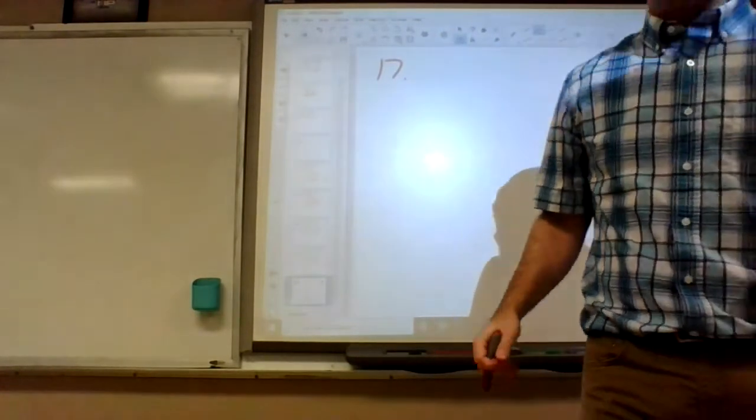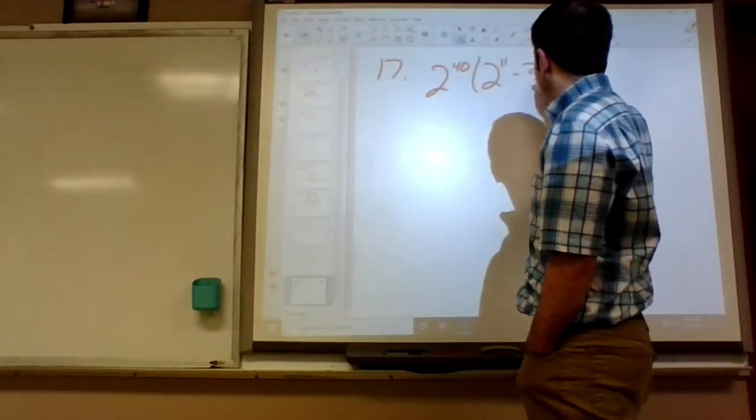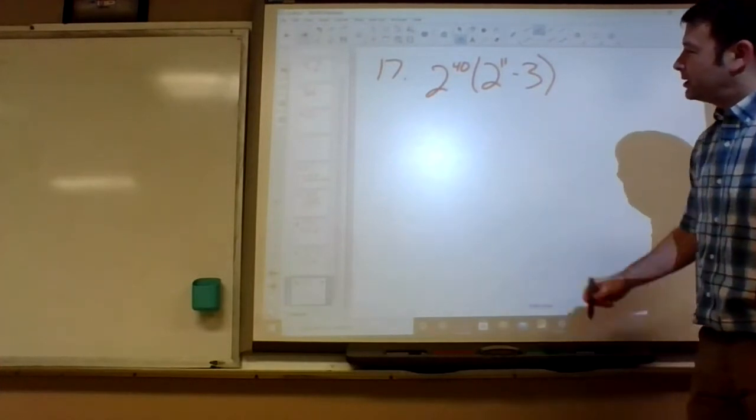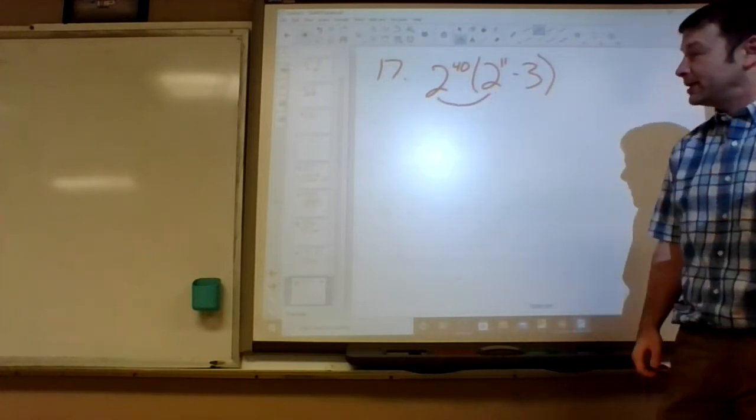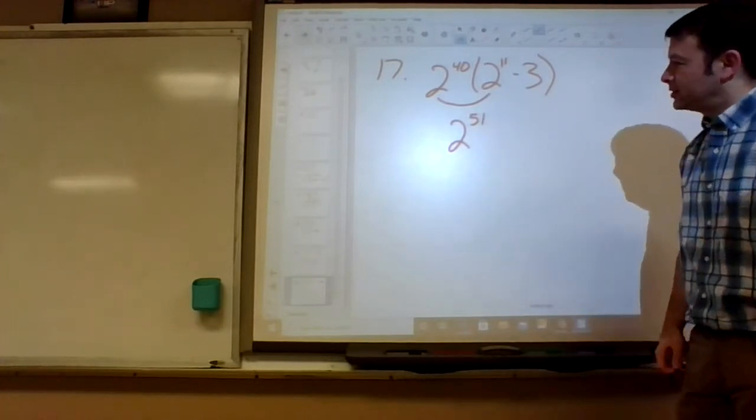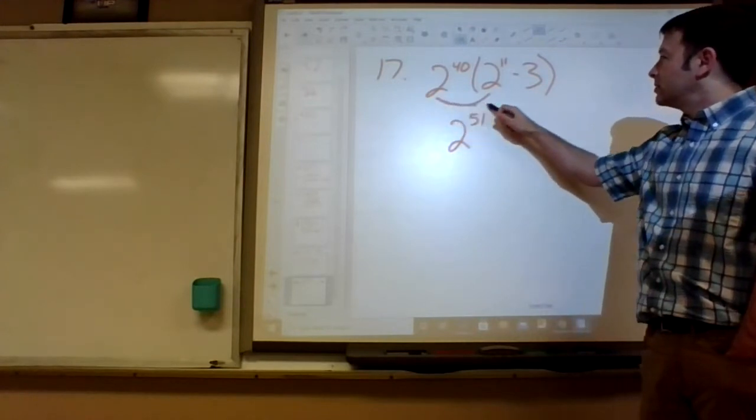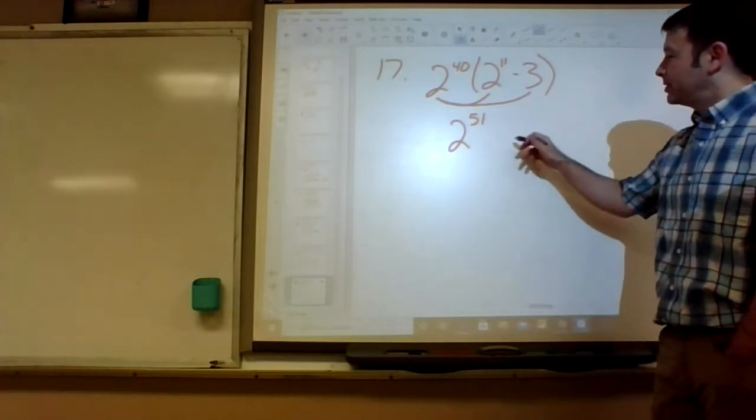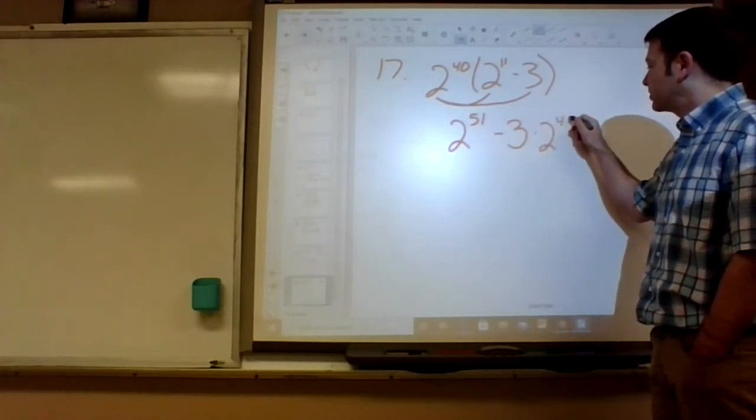2 to the 40th, 2 to the 11th, minus 3. That's a weird problem. Okay, the first part actually simplifies, right? What's 2 to the 40th times 2 to the 11th? 2 to the 51st. We're not going to touch that. Won't put it on the calculator or anything. What's 2 to the 40th times a minus 3? Well, they don't really mix, so we're just going to put minus 3 times 2 to the 40th.